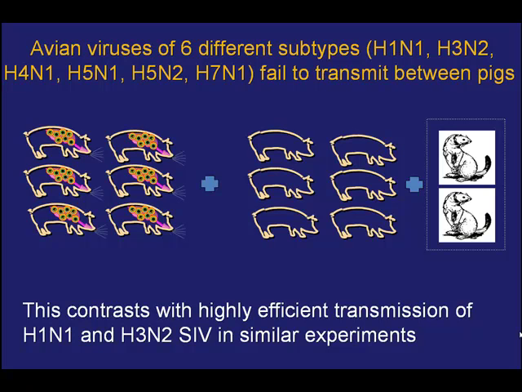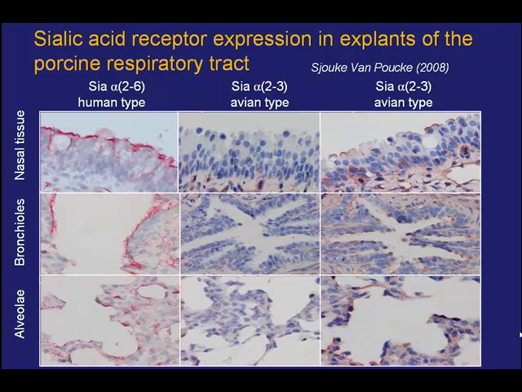So the outcome of this large study was very simple. None of the viruses could efficiently transmit to contact pigs or to the ferrets. And this contrasted with swine H1N1 and H3N2 viruses. We did similar experiments with both viruses, and both of them transmitted highly efficiently from the inoculated to the contact pigs and to the contact ferrets.